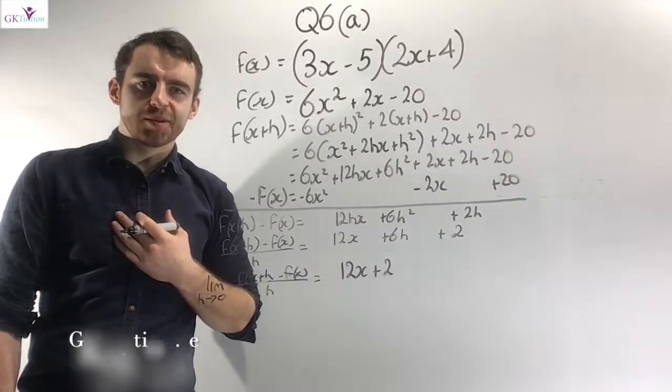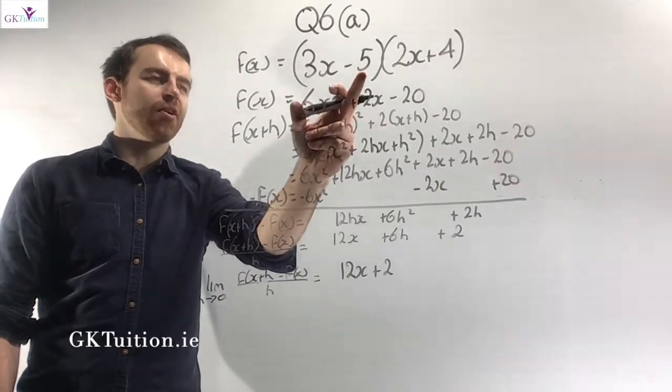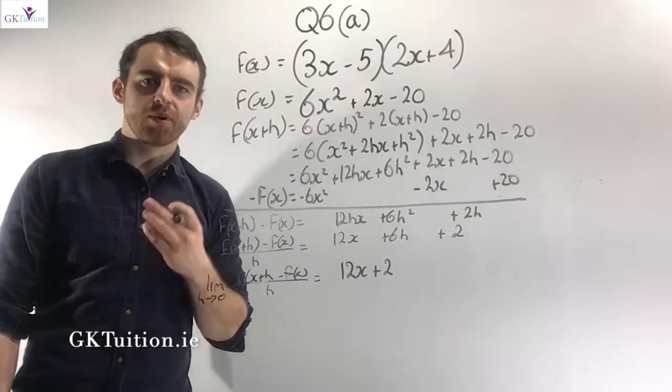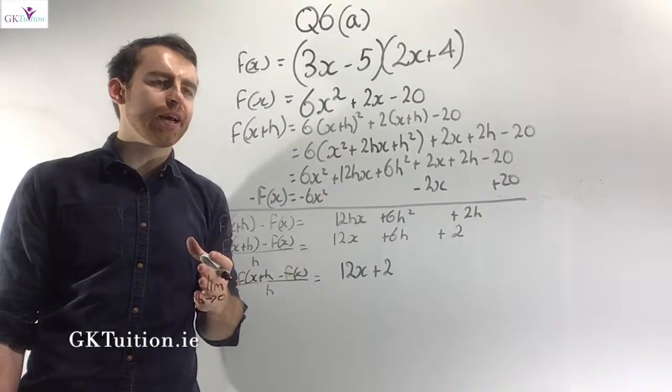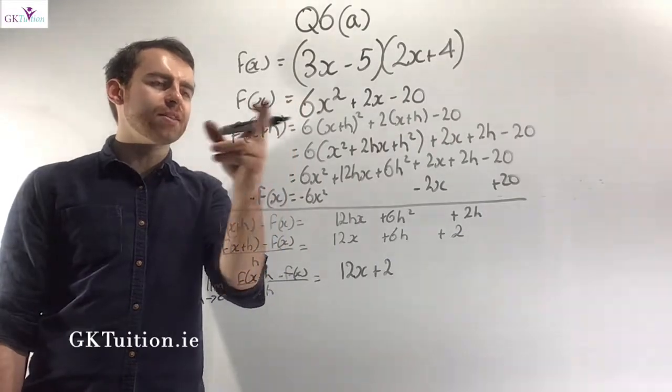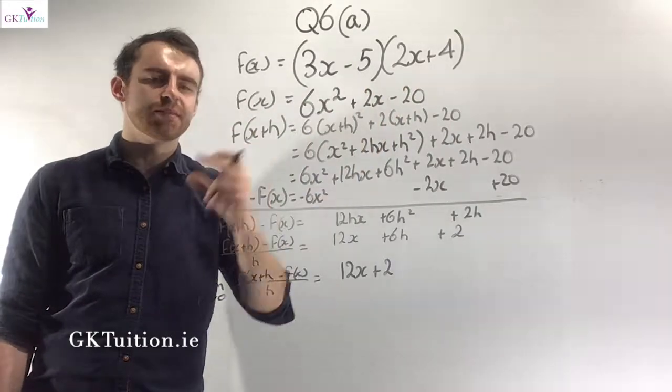Okay, in question 6 part A, we have (3x − 5)(2x + 4), and we're asked to differentiate this from first principles. The first thing you should do is multiply it out and get your f(x) equal to 6x² + 2x − 20.